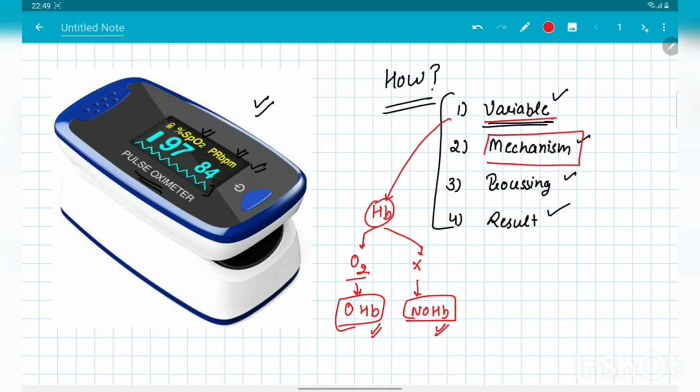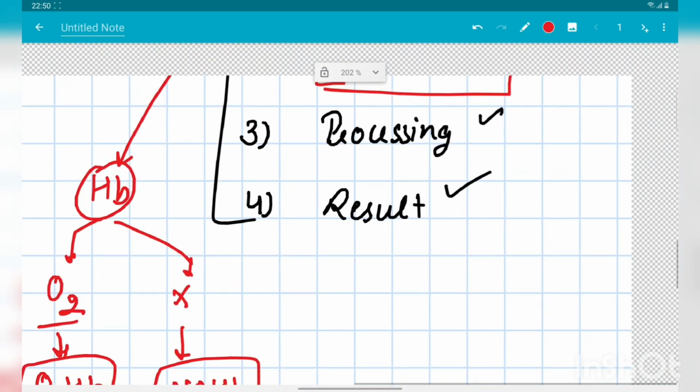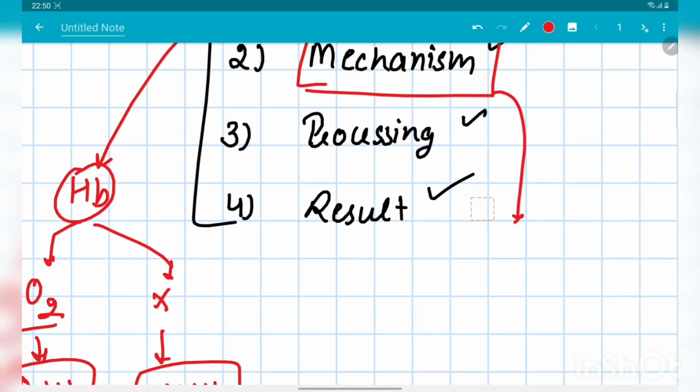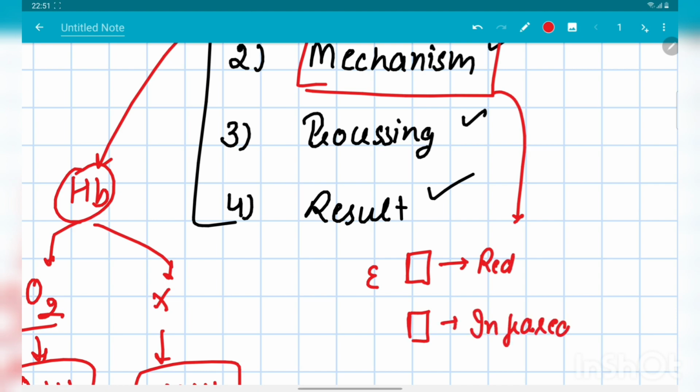Now let's come to the mechanism part, and this is quite interesting. Well, in this instrument there are two things. One is this emitter of light, and this emitter basically emits two types of light. It emits red colored light, and it also emits infrared light. The wavelength of the red light is 660 nanometer, and the infrared light is 940 nanometer.